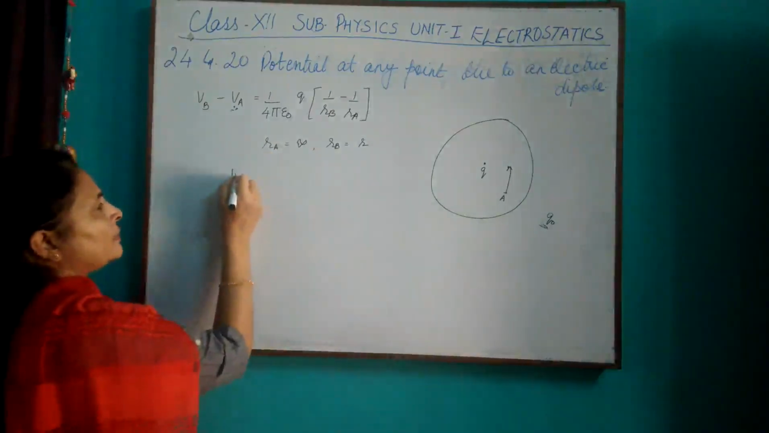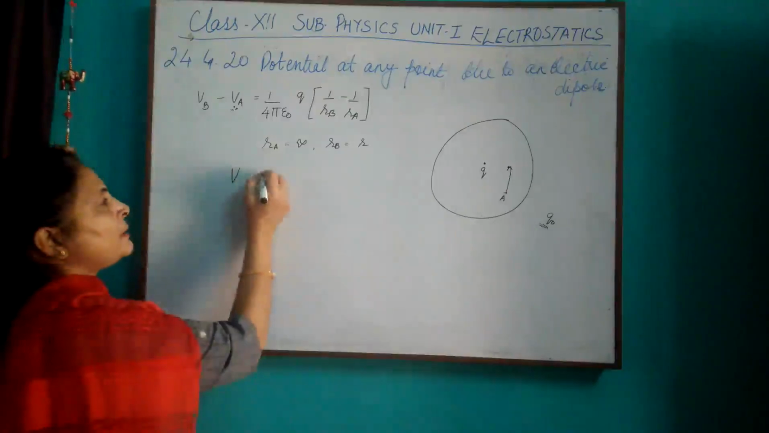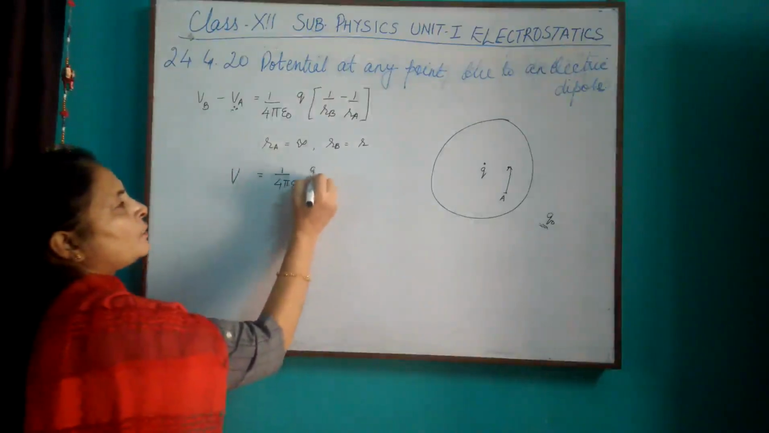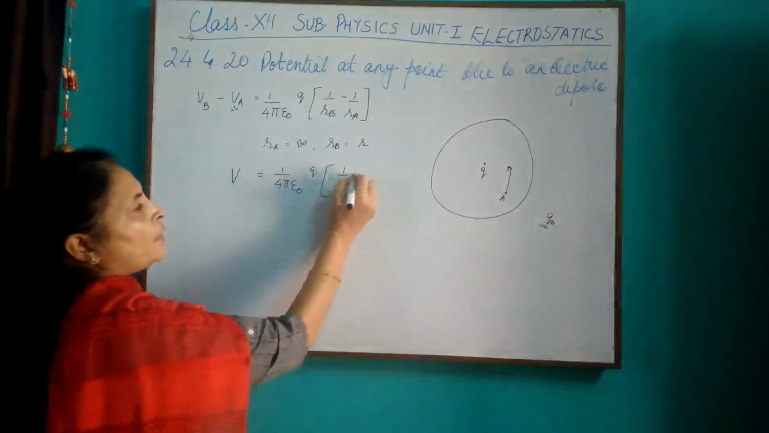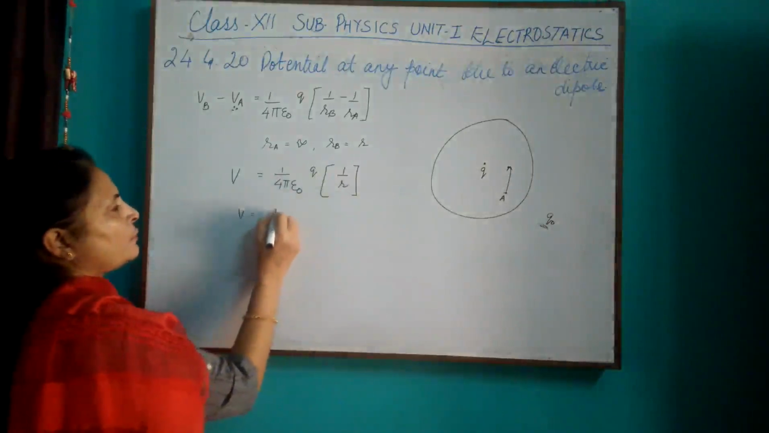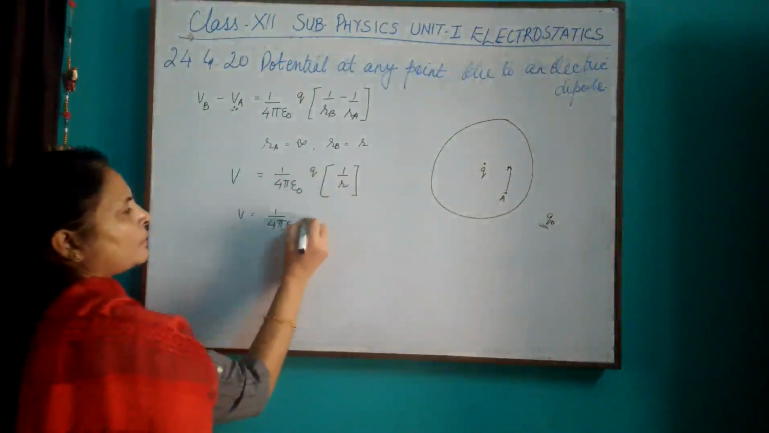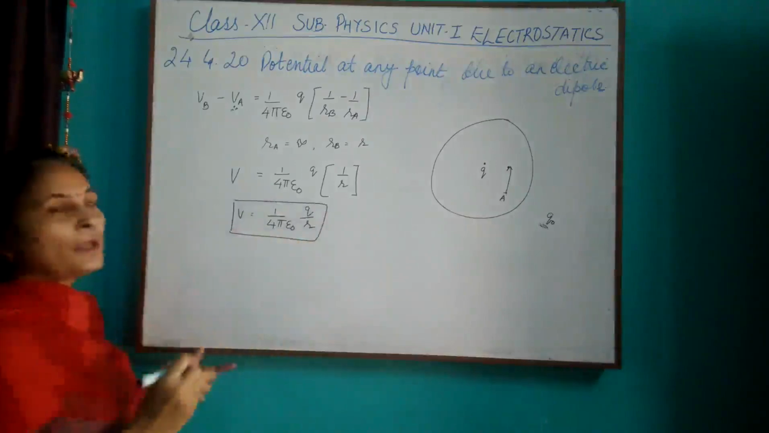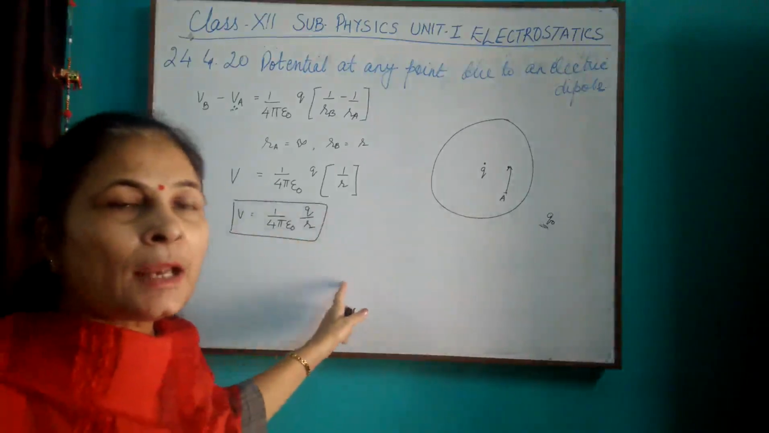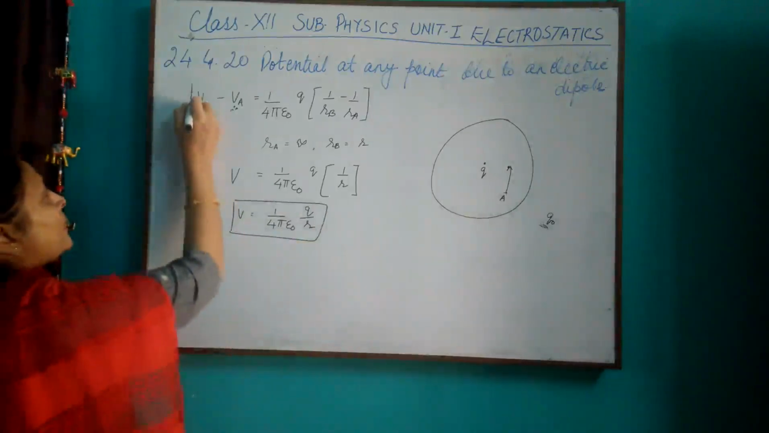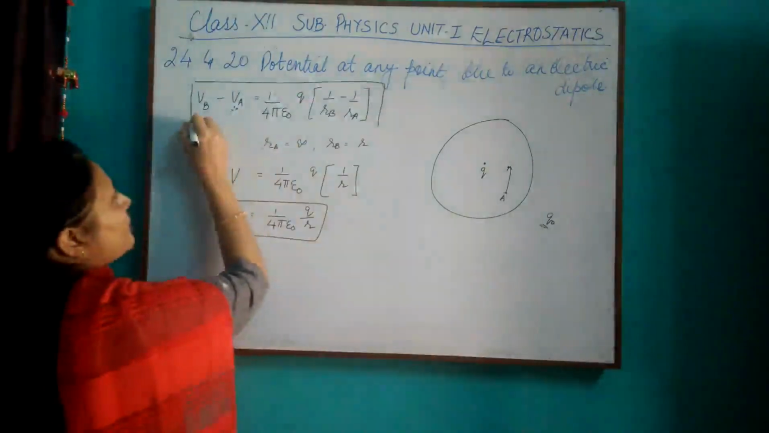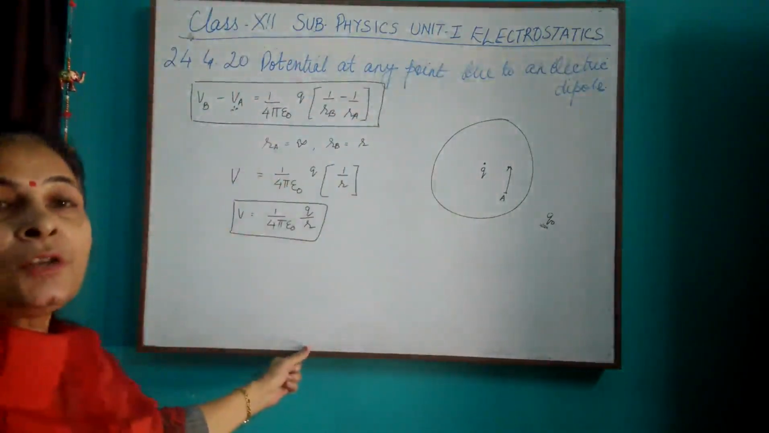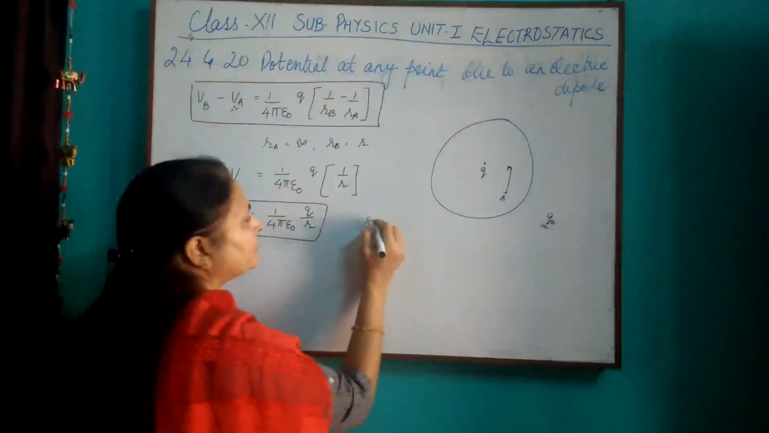Now we can substitute: the potential at a given point will be equal to 1 by 4 pi epsilon naught Q upon R. So V is equal to 1 upon 4 pi epsilon naught Q upon R. This is an expression for potential at a point, and the earlier one is an expression for potential difference.